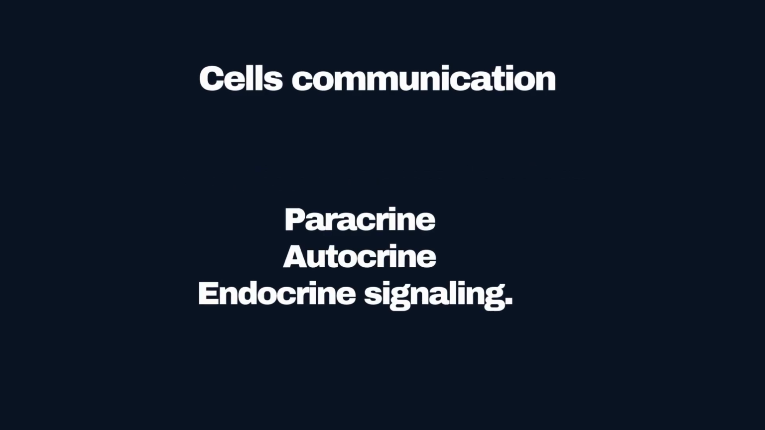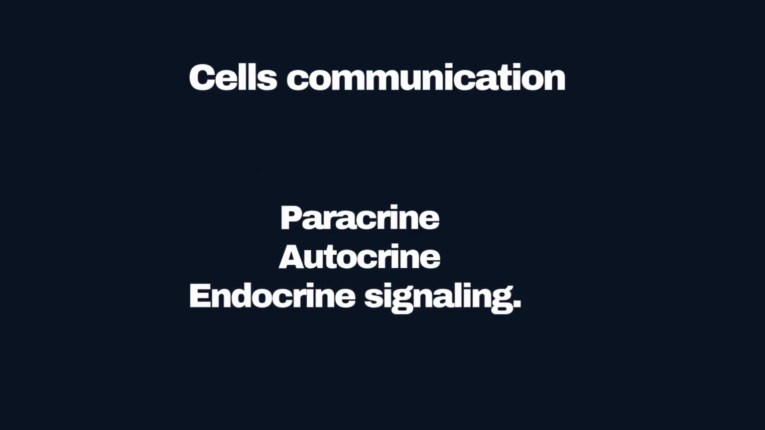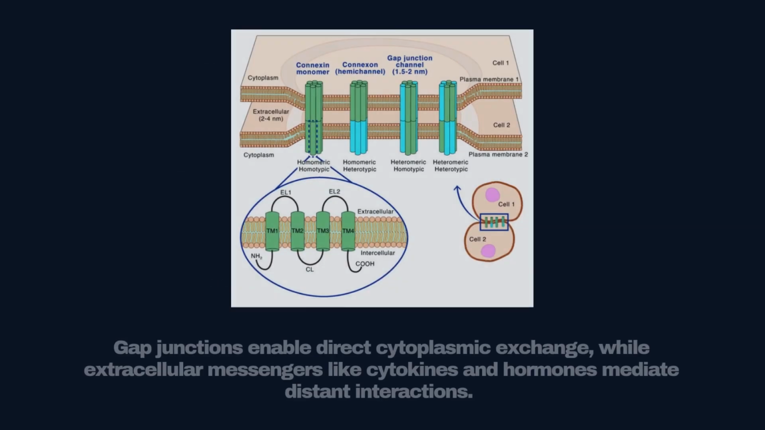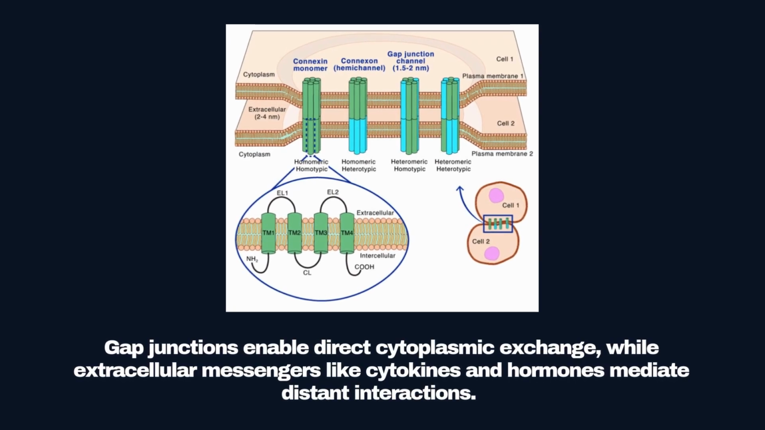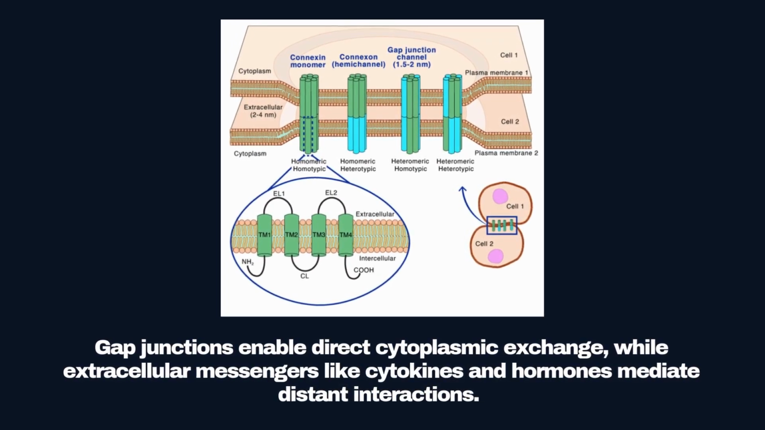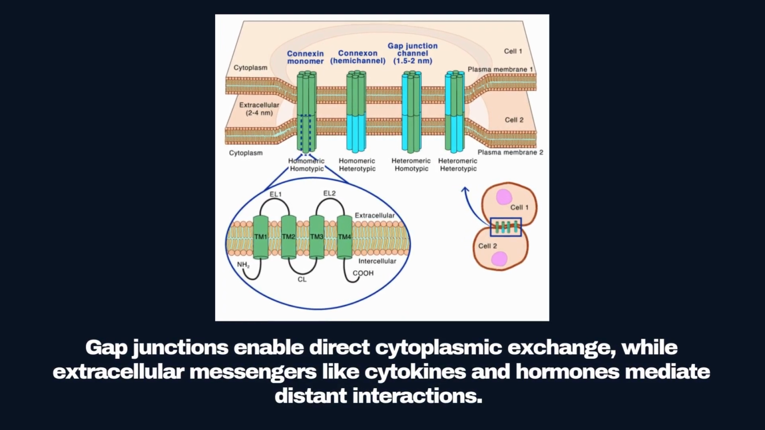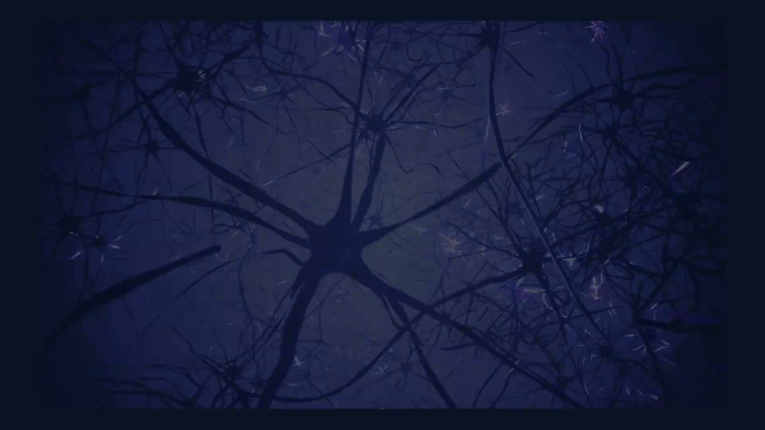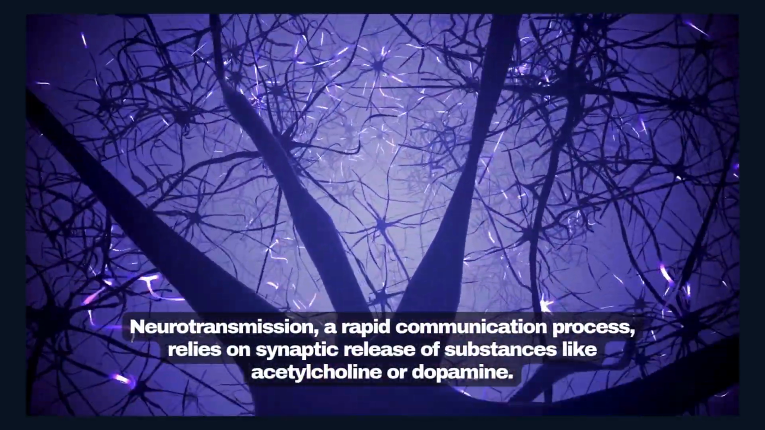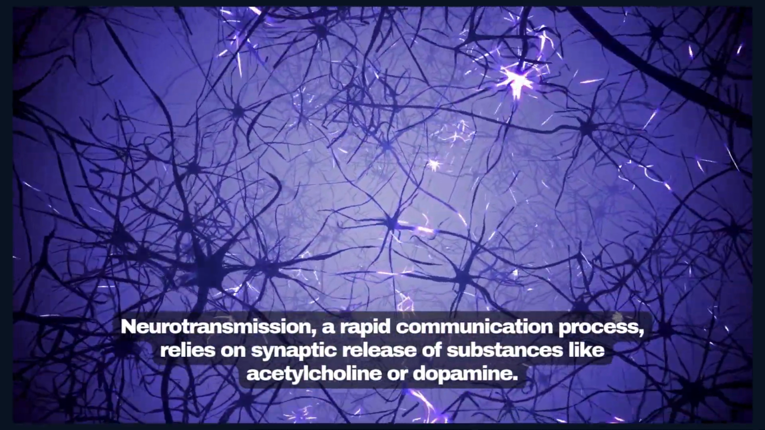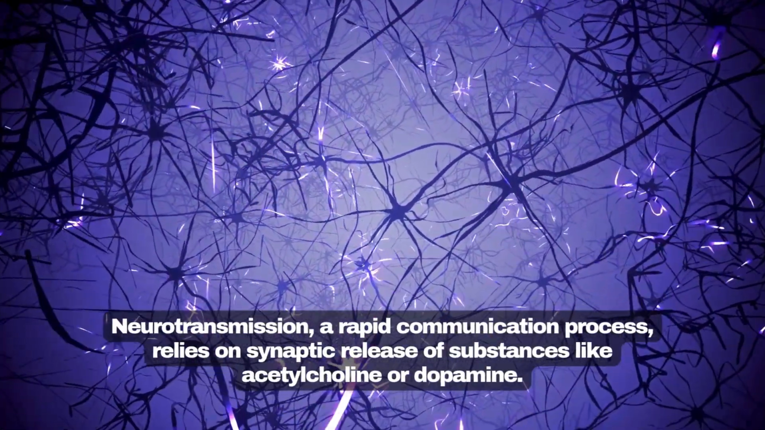Cellular communication. Cells communicate via paracrine, autocrine, and endocrine signaling. Gap junctions enable direct cytoplasmic exchange, while extracellular messengers like cytokines and hormones mediate distant interactions. Neurotransmission, a rapid communication process, relies on synaptic release of substances like acetylcholine or dopamine.